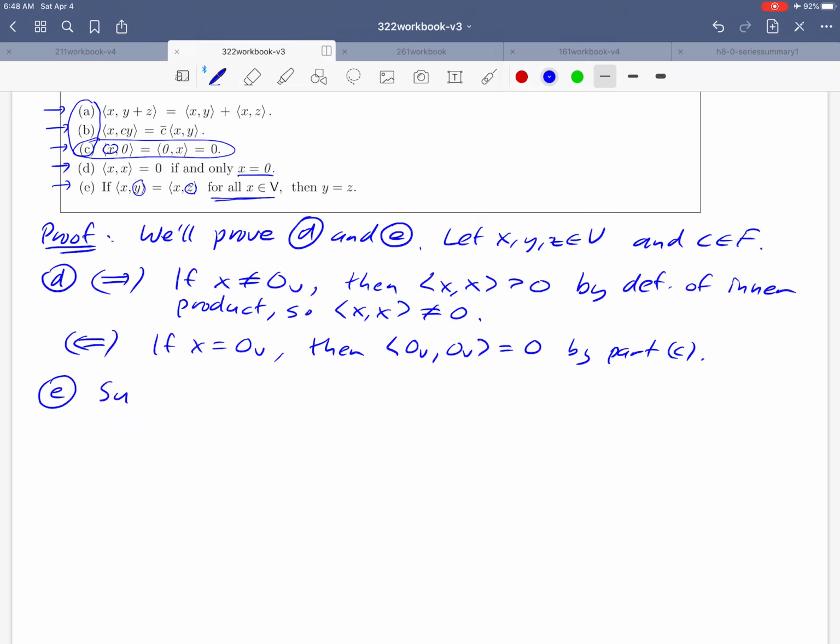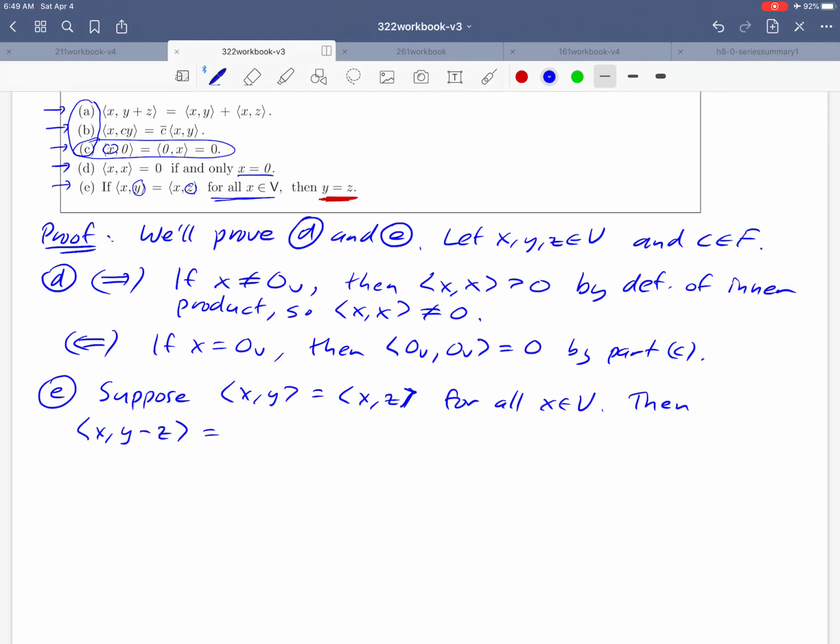All right, so let's suppose the if part of this, that the inner product of x with y is equal to the inner product of x with z. Okay, and again, we're making that assumption for all x and v. That's a very important hypothesis. And what we're going to do is look at the inner product of x with y minus z. Okay, remember what we're trying to show here is that y is equal to z, so our strategy is going to be to try to show that y minus z is 0. That's equivalent to saying that y is equal to z.